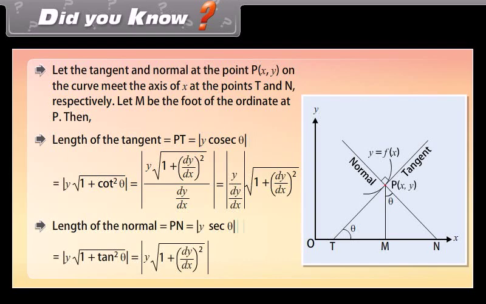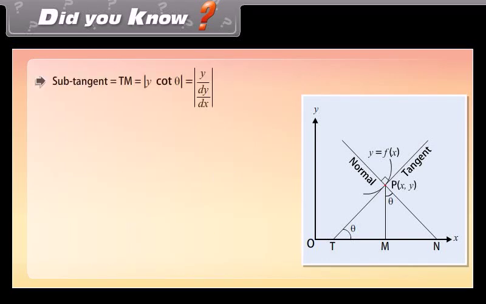Length of the normal is equal to PN = |y sec θ| = |y| √(1 + tan² θ) = |y| √(1 + (dy/dx)²). Subtangent is equal to TM = |y cot θ| = |y / (dy/dx)|. Subnormal is equal to MN = |y tan θ| = |y (dy/dx)|.